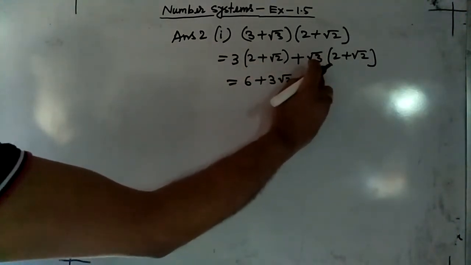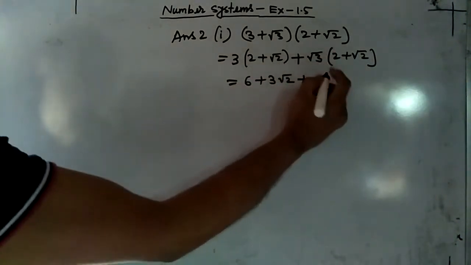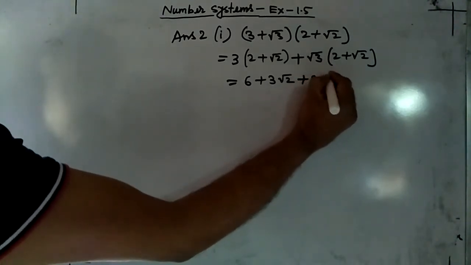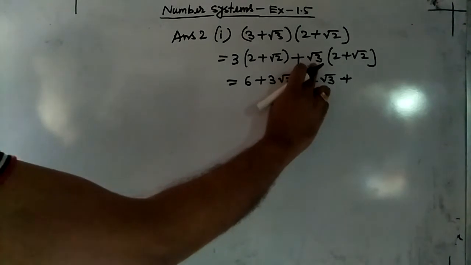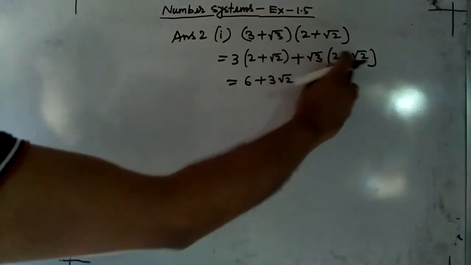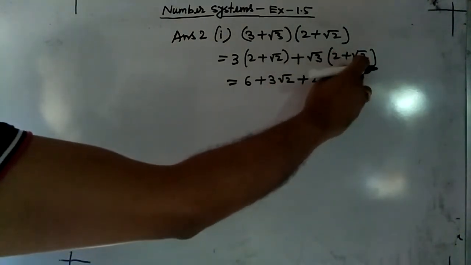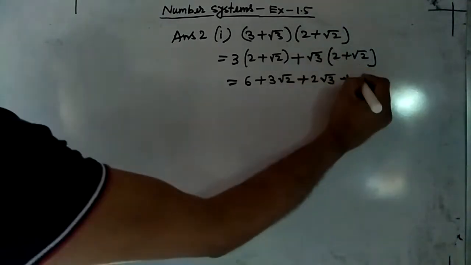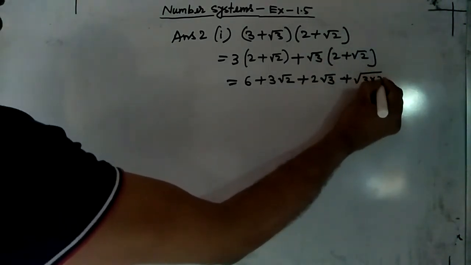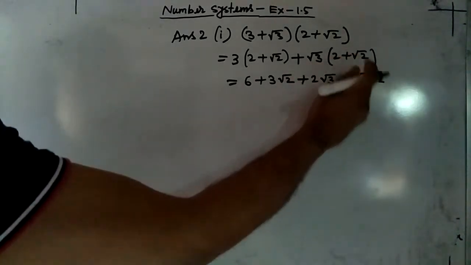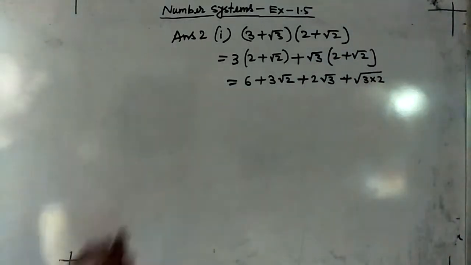Then here root 3 into 2, so it will be 2 root 3 plus root 3 into root 2. So how can we multiply? Both are different irrational numbers. Then it will be root over 3 into 2. 3 and 2 will be multiplied inside the root.